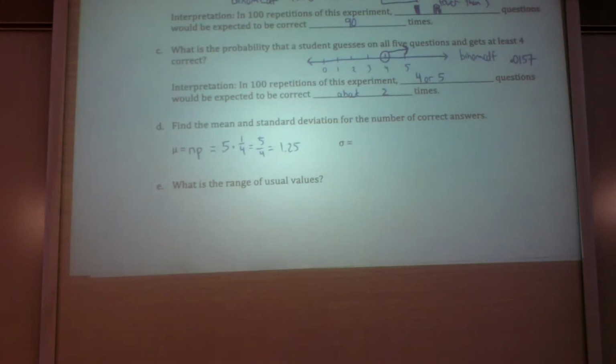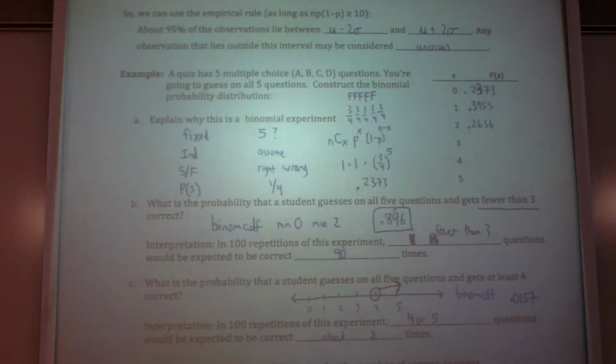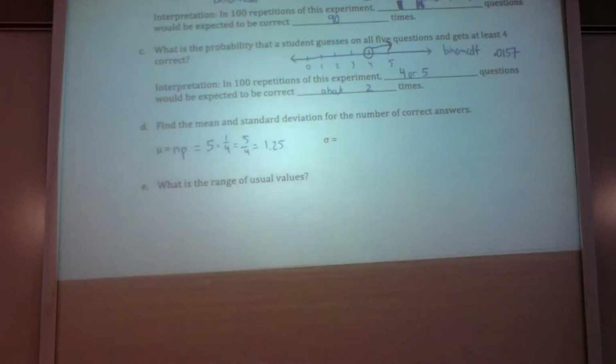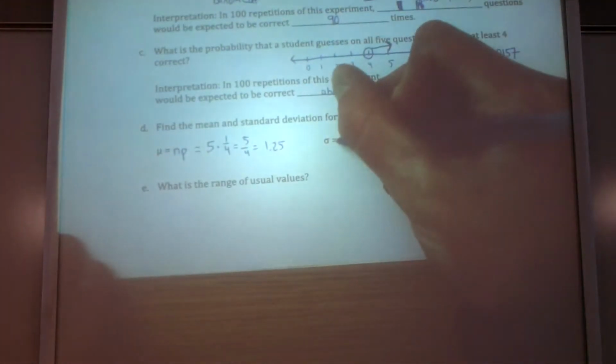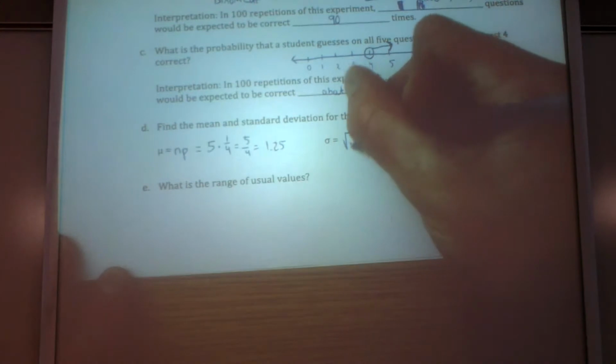If we look at our chart, 1 is the mode, it's the highest, and then it just kind of goes down from there. And so if you're going to guess on 5 questions, in the long term, you're going to get about 1.25 correct. In order to get sigma, the standard deviation, we do the square root of NP times 1 minus P.